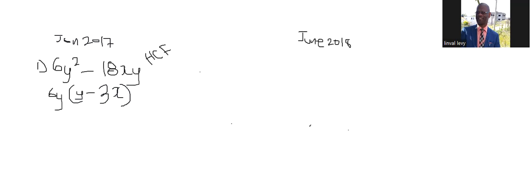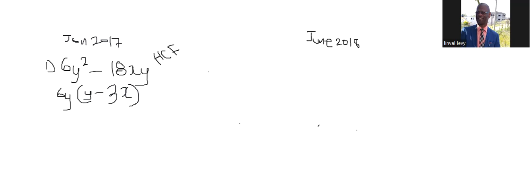And again, we can check if our answer is correct by using the distributive law and multiplying each term in the bracket by 6y. Okay, good. So the second one, let me get rid of this. Okay, so if you have that, then I guess we are correct.